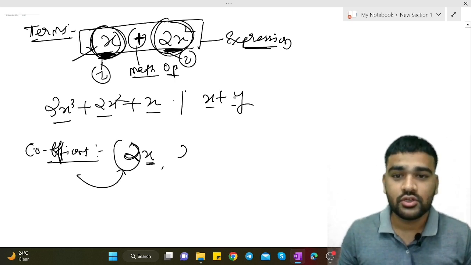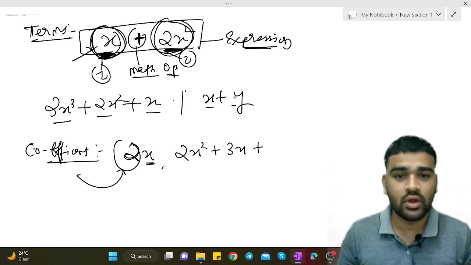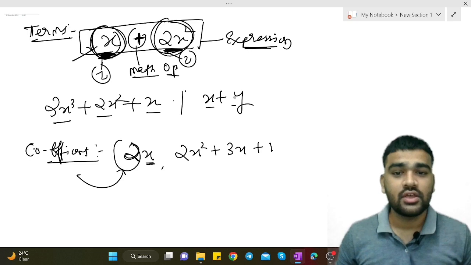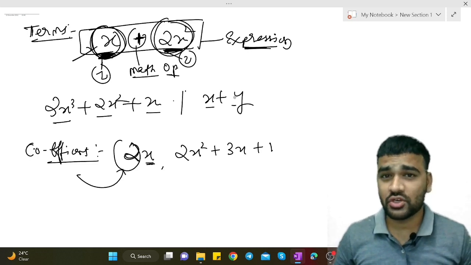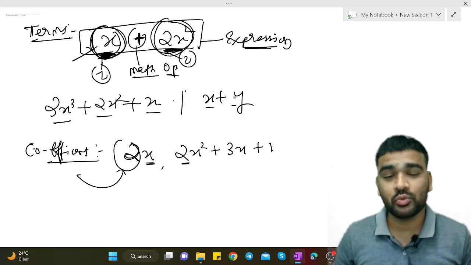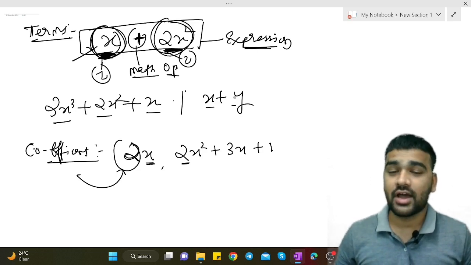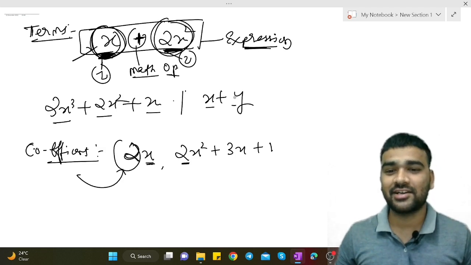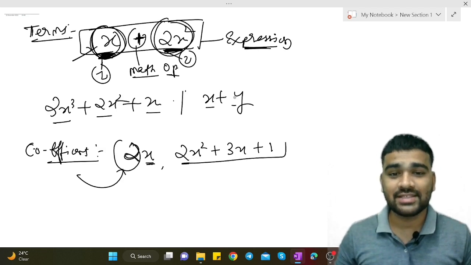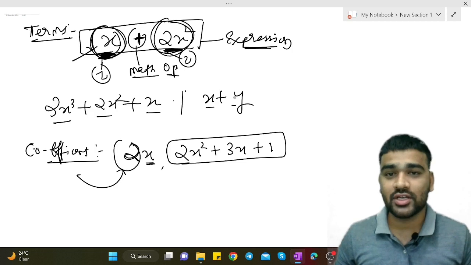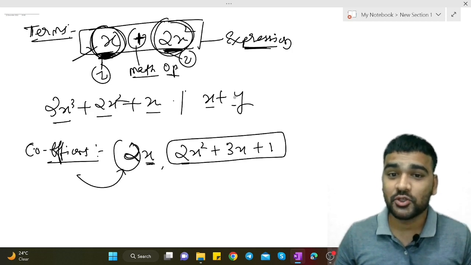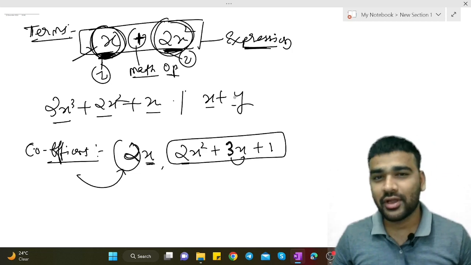Let me write down 2x squared plus 3x plus 1. If I ask you what is the coefficient of x squared, as you can see 2 is multiplied with x squared, so 2 is your coefficient. If I ask you what is the coefficient of x in this polynomial, what will be your answer? Yes, you guys write 3, because 3 is multiplied with x, not x squared.